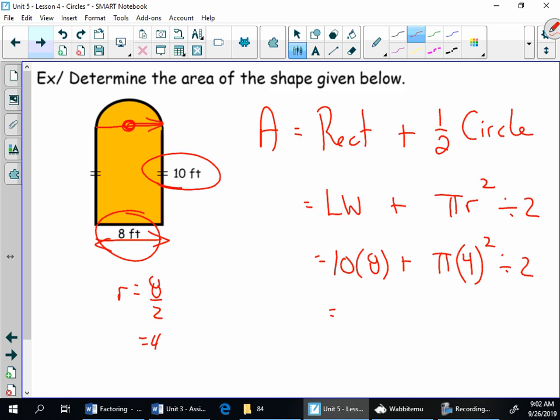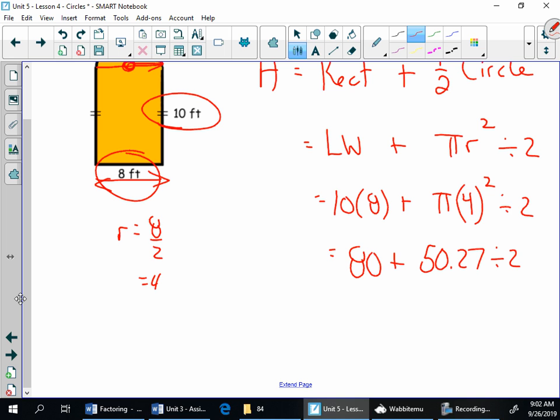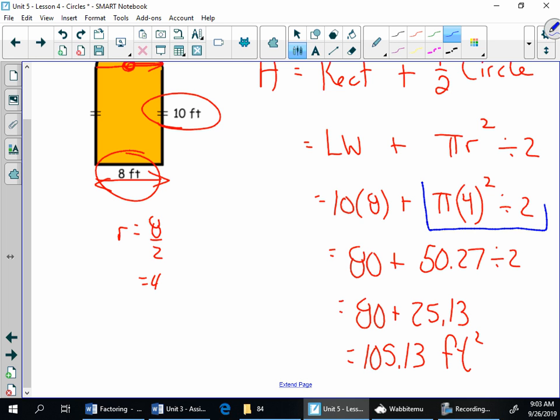And if we do this, we'll get 80 plus 50.26, or 27, divided by 2. Just showing you how we can do it in stages if we wanted to. And make sure we're following BEDMAS rules still. So 50 divided by 2 comes out to what? 25.13. If we add that together, we get 105.13 feet squared. Okay. Again, if you wanted to, you could have typed this all in at one time and gone directly to this number. There's nothing wrong with that. I just showed you how you could do it in 2 steps if you wanted to. The whole circle divided by 2.